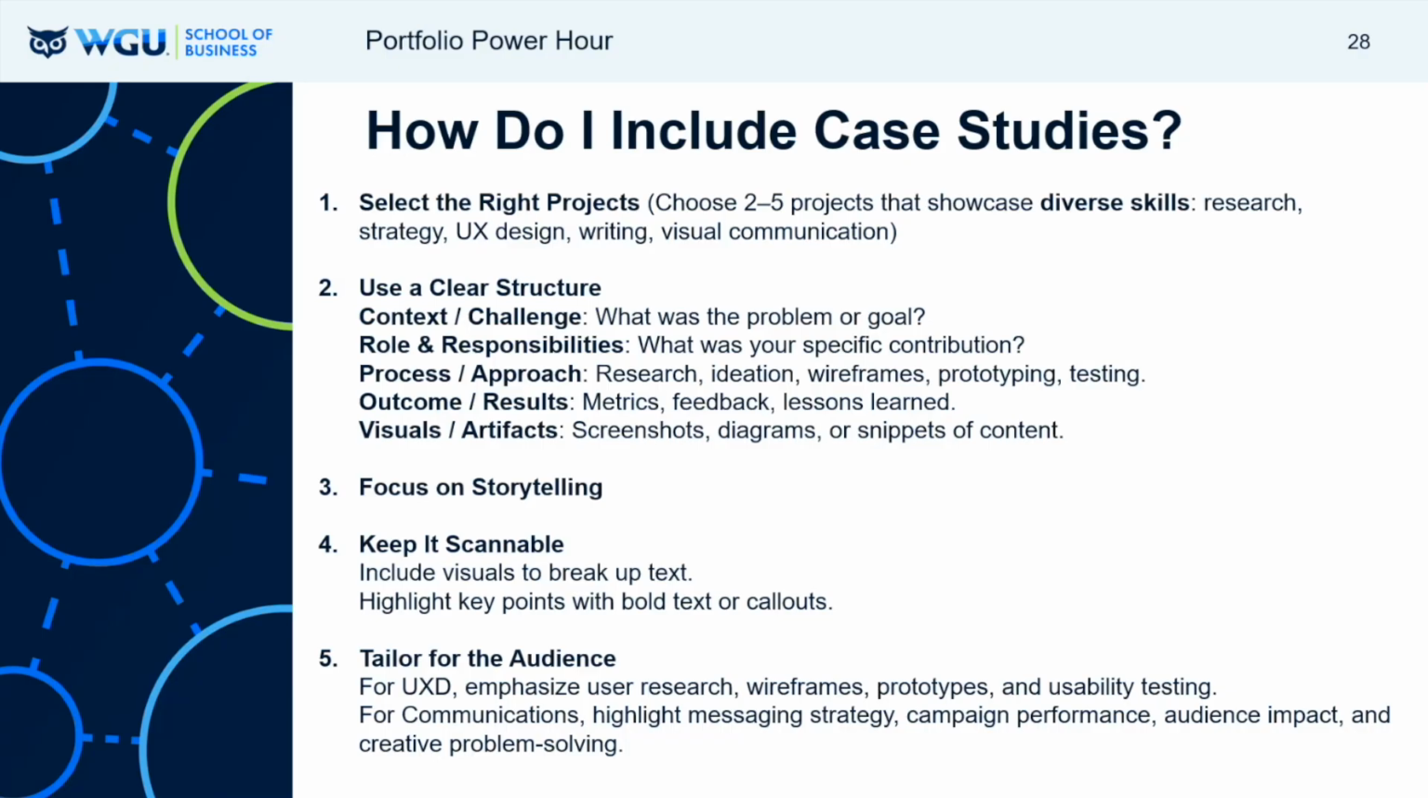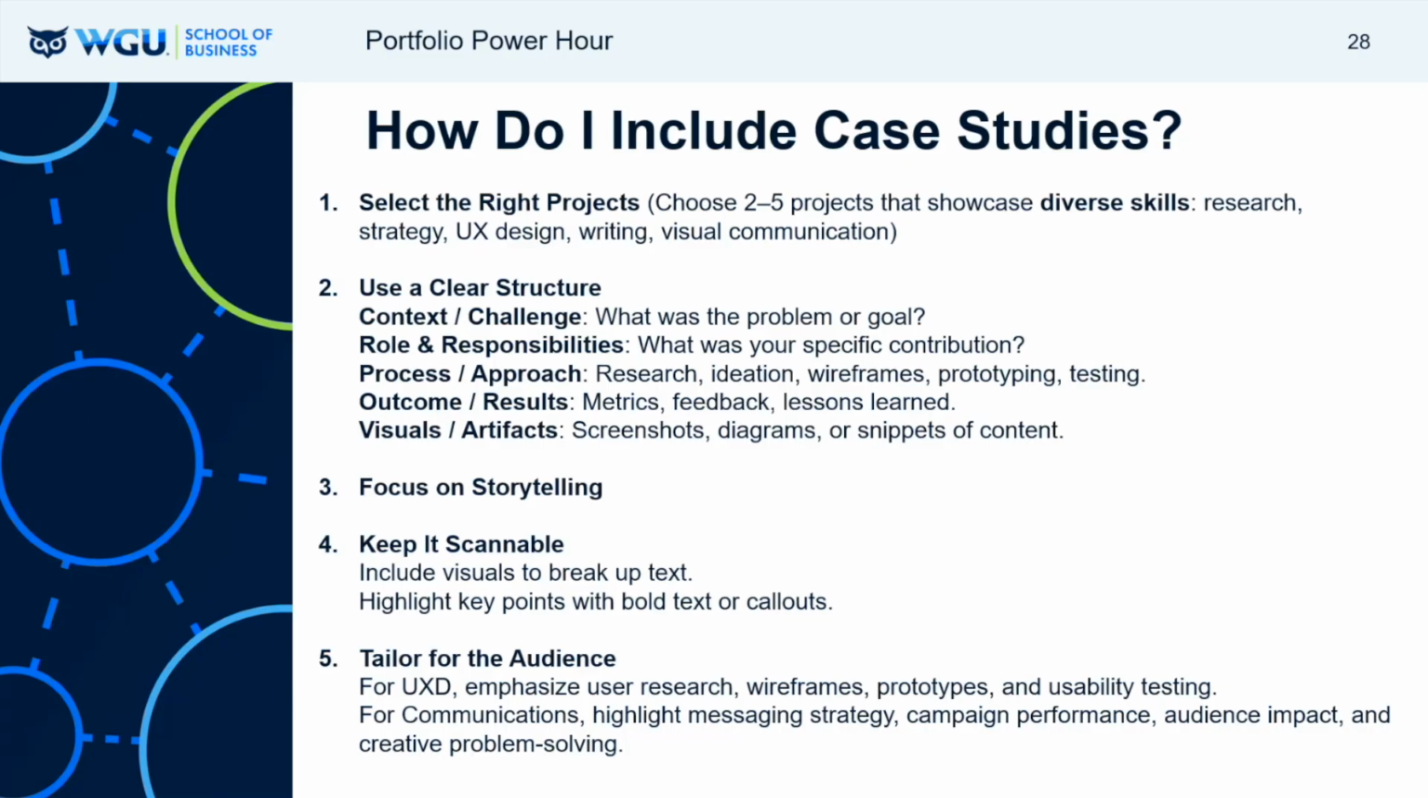Number 3, focus on the storytelling. Number 4, keep it scannable. Include visuals to break up text. We talked in the portfolio series about white space and how many characters should be on each line and what type of font, so you want it easy to read. Highlight your key points with bold text or callouts. You can label things. You can use bullet points. Those are so much easier for people to read quickly than a big block of text.